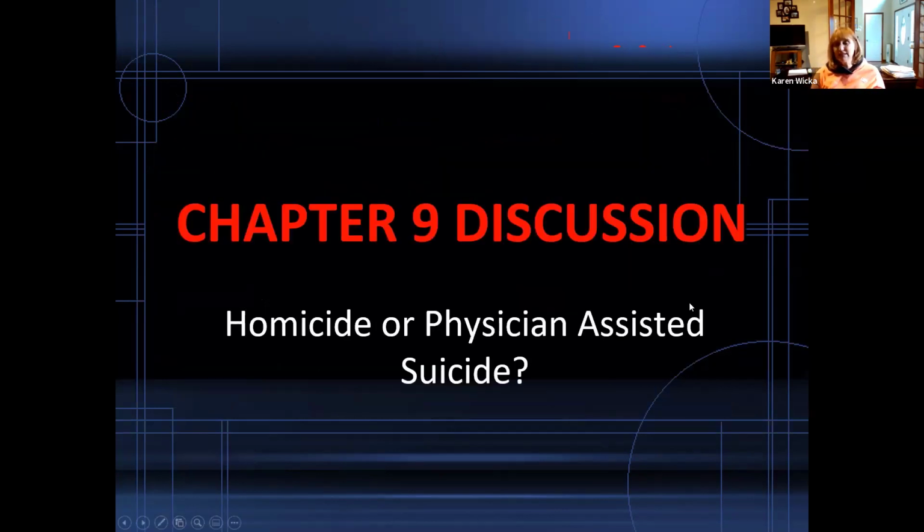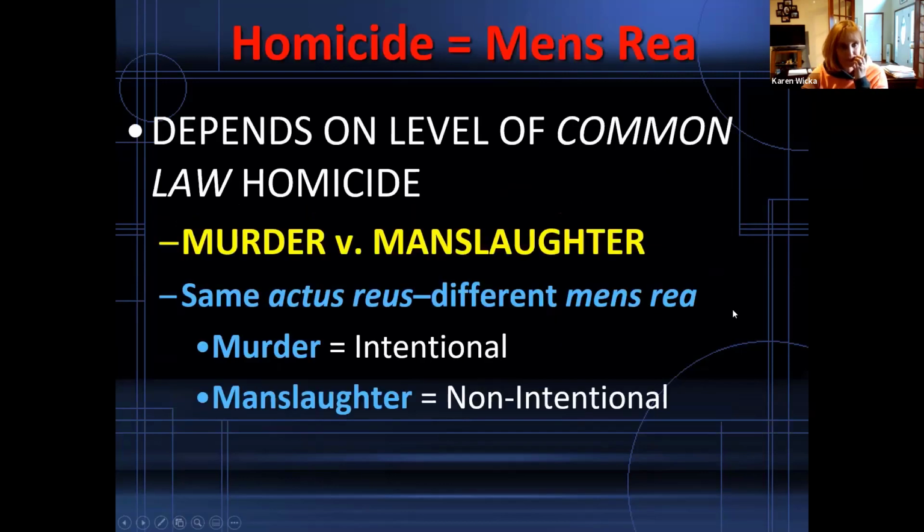So that is the discussion for this week. Is it a homicide or is it physician-assisted suicide? So we need to think about these things. When you're talking about homicide, when does it become a homicide? When is it physician-assisted suicide? So how do we distinguish between these, and when can we actually charge somebody for this type of thing? So that is the Chapter 9 discussion.